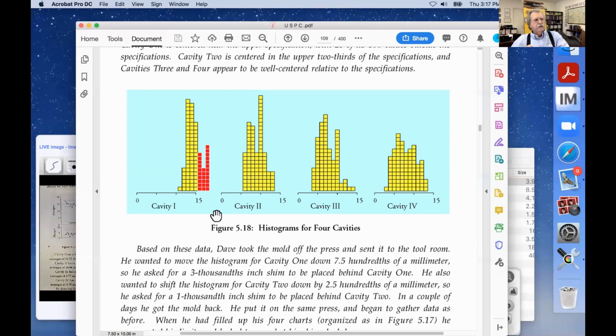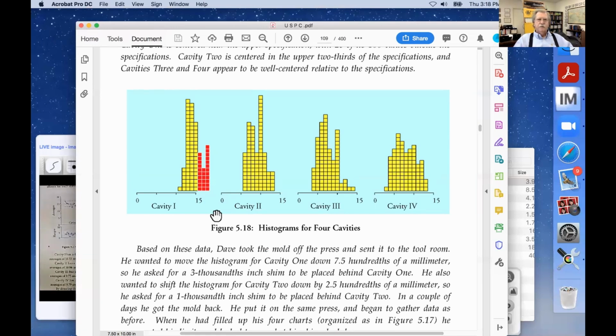So he sent the mold down to the tool room and said, give me a 3,000th inch shim behind cavity 1 and give me a 1,000th inch shim behind cavity 2. That made sense. He got the mold back from the tool room, put it back on the same press, run with the same operator, and it was still unpredictable, just like page 108. But that wasn't what he was looking at. He wanted to see how much the central lines had shifted. And the central line for cavity 1 went down 5,000ths of an inch. The central line for cavity 2 went down 3,000ths of an inch. The central line for cavity 3 went down 1,000th of an inch. And the central line for cavity 4 went down 2,000ths of an inch.